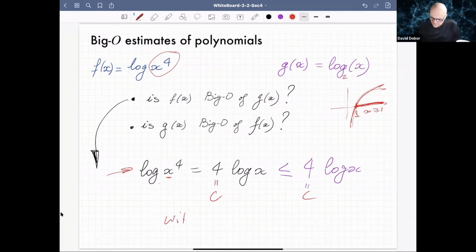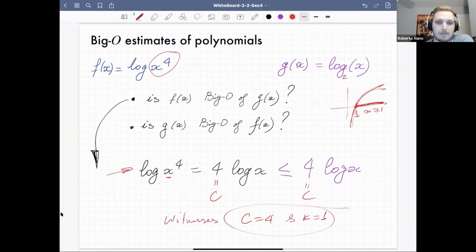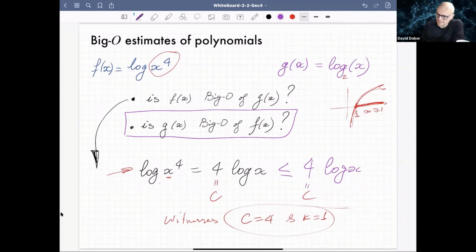Okay. So the witnesses are c equals 4 and k equals 1. Okay. This definition fits perfectly as long as c is 4 and k equals 1. How about the other way? How about this guy now? Is this guy big O of that guy?